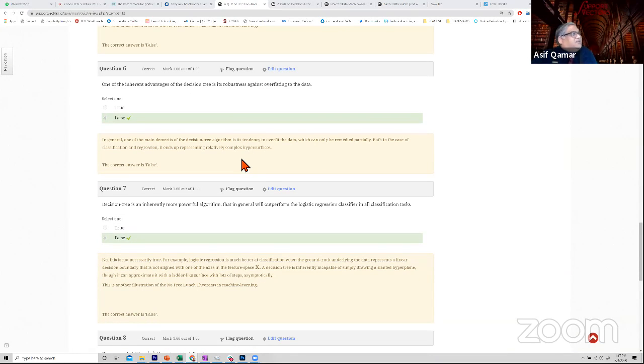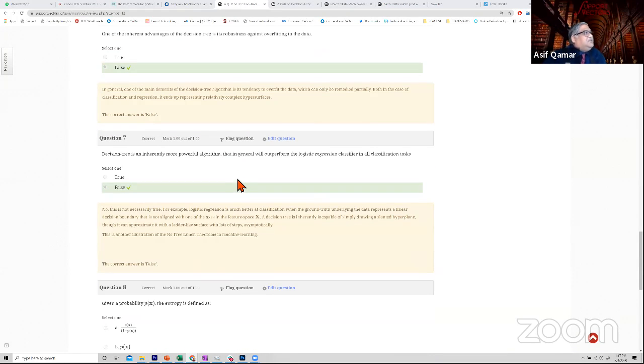So the next question, guys, is: decision trees are inherently more powerful, so they will outperform logistic regression.